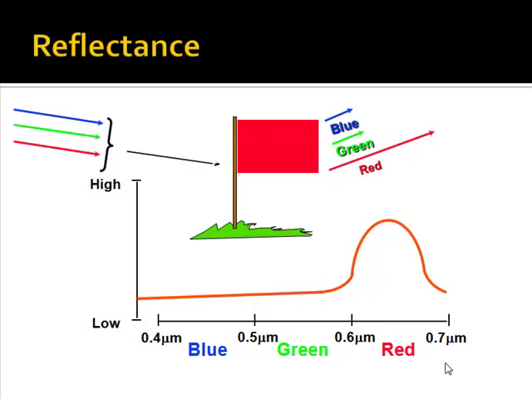So why does an object appear the color that it appears? Well, in this case we have a red flag. So the primary colors, red, green, and blue, come down. They comprise white light emitted by the sun. It strikes the flag. The flag absorbs the blue and the green light, causing it to reflect red light. If we were to plot that out on a spectral response curve, such as you see on the bottom here, we would have a noticeable peak in the red portion of the electromagnetic spectrum. That's because the amount of red light reflected is much higher than the amounts of blue or green light.